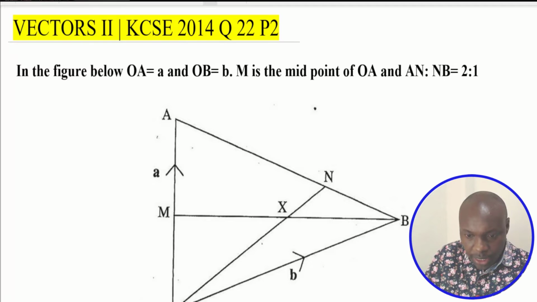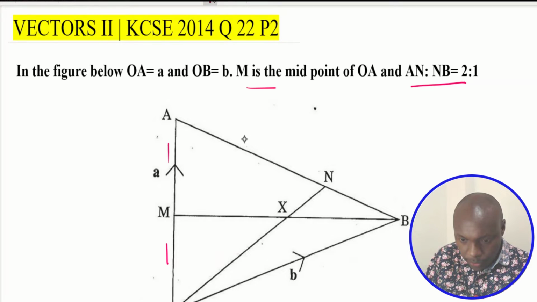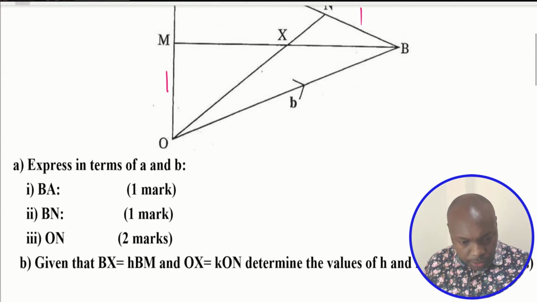So M is the midpoint of OA. If M is the midpoint of OA, then the ratio here is 1:1. Then the other one is this ratio, AN to NB is equal to 2:1, so this is 2 and this is 1. We go down to the questions.